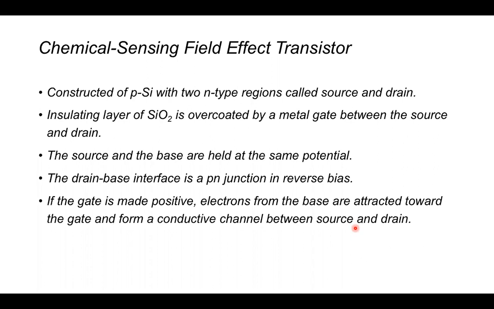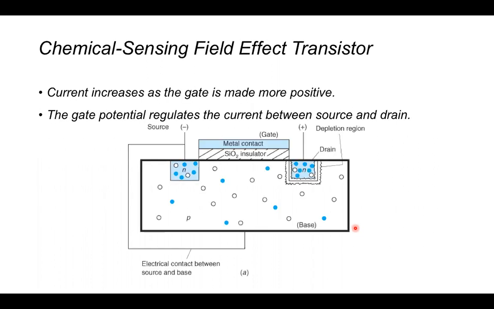If the gate is made positive, electrons from the base are attracted towards the gate and form a conductive channel between the source and the drain. We will see a pictorial example of how this works shortly, which is here. So here we have the base. Here we have a metal contact. Here we have the silicon insulator, isolator, sorry. And then we have our n-type semiconductors here and here, and depending on how we pass the current through this, we will get different effects.